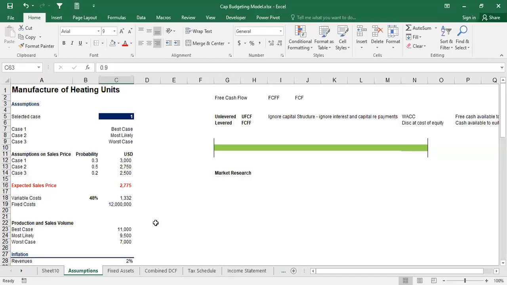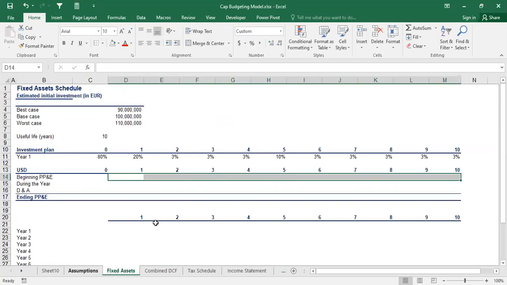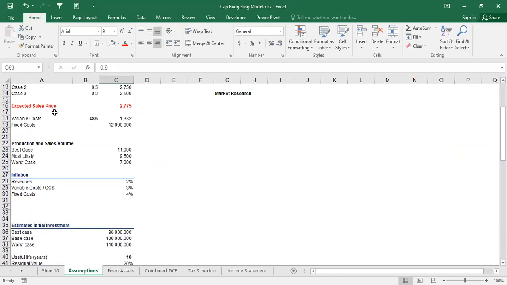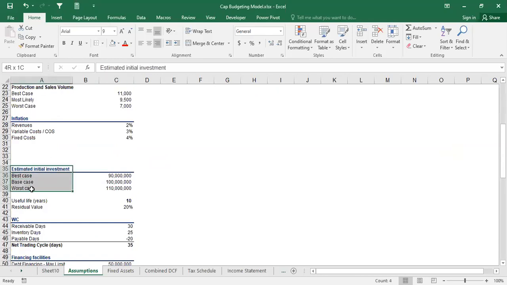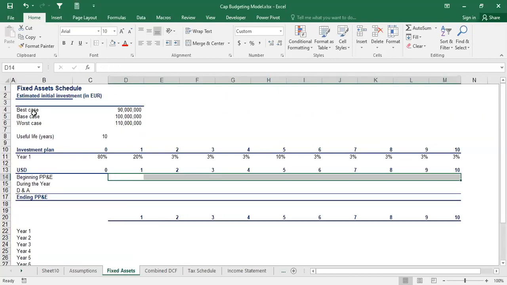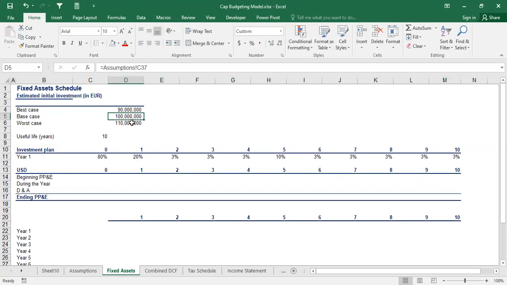So first thing which we are going to prepare is our fixed asset schedule. For fixed asset, you create a separate sheet, and you should remember that most of your inputs are on this assumption sheet. We have been given that our estimated fixed asset is 90, 100 or 110. When I came to this sheet, I put this also here, fixed asset, like 90, 100, and 110.